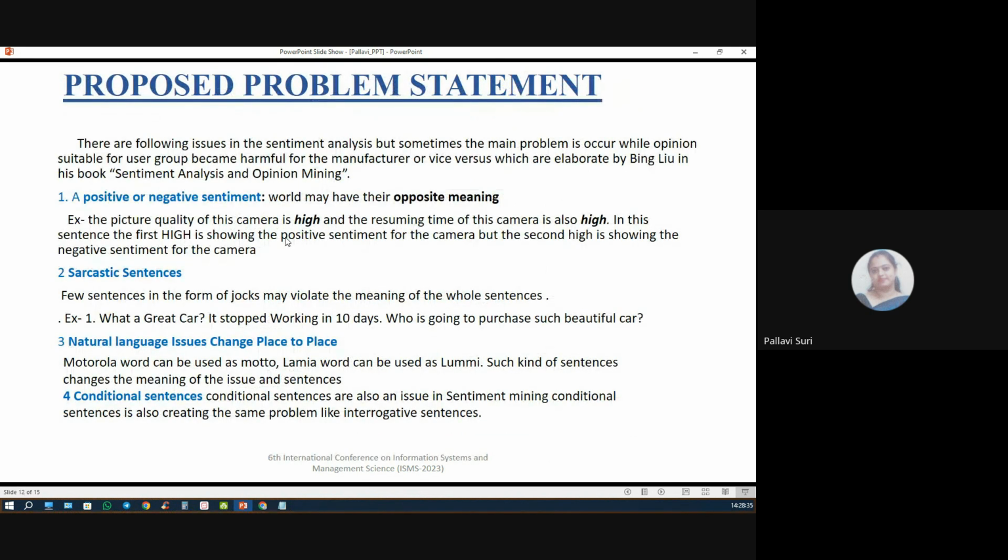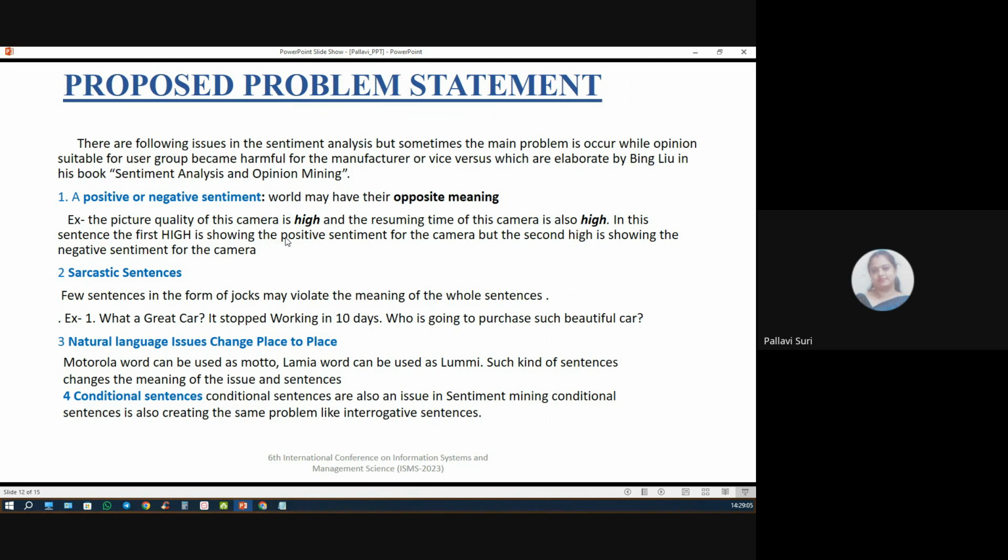Now the problem statement. There are following issues for finding the sentiment analysis, but sometimes the main problem occurs while an opinion suitable for the user group becomes harmful for the manufacturer or vice versa. Like first is positive and negative sentiments, sarcastic sentence, natural language issues, and the conditional sentence. Here we have covered only four issues.